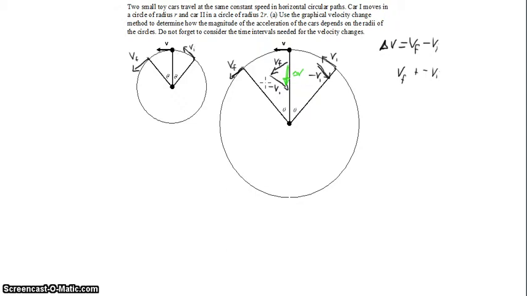Now, in number 10, they're asking you to explain what happens to your acceleration. And remember, our acceleration is delta V over delta T. So if we look at the first scenario, we have delta V over delta T. Our change in velocity points down to the center. If we look at the second scenario, we have the same delta V. All right, now let's deal with delta T.